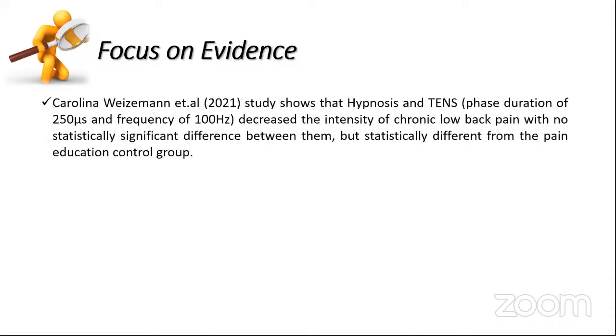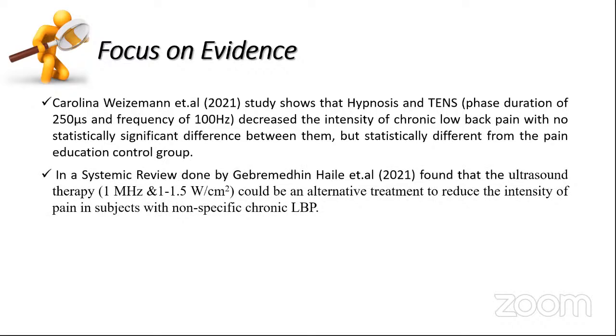Now, a study done by Caroline in 2021 shows that hypnosis and TENS with a pulse duration of 2050 microseconds and frequency of 100 Hz decrease the intensity of chronic low back pain with no statistically significant difference between them, but statistically significant compared with the pain education control group. Another study, a systematic review done by Given Mithin in 2021, found that ultrasound therapy of 1 megahertz and 1 to 1.5 watt per square centimeter would be an alternative treatment to reduce the intensity of pain in subjects with non-specific chronic low back pain.